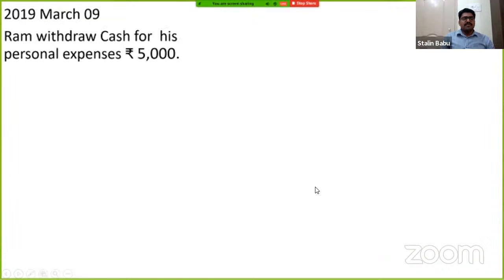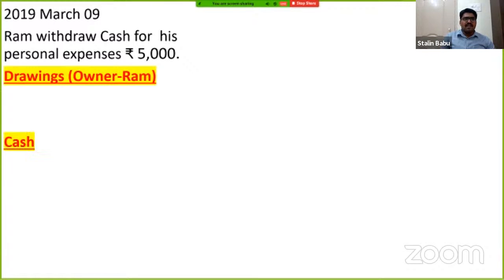On 2019, March 9, Ram withdrew cash for his personal expenses, rupees 5,000. So what is the transaction? Ram. Who is Ram? He is the owner of the business. He is withdrawing cash for his personal expenses, that is nothing but personal use, domestic use. So what is going out of the business? Cash. Who is the receiver of the cash? Ram. So the two accounts affected are drawings account and cash account.